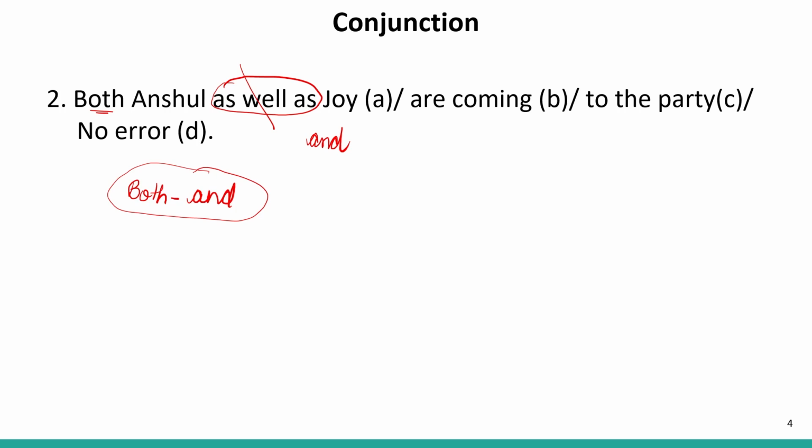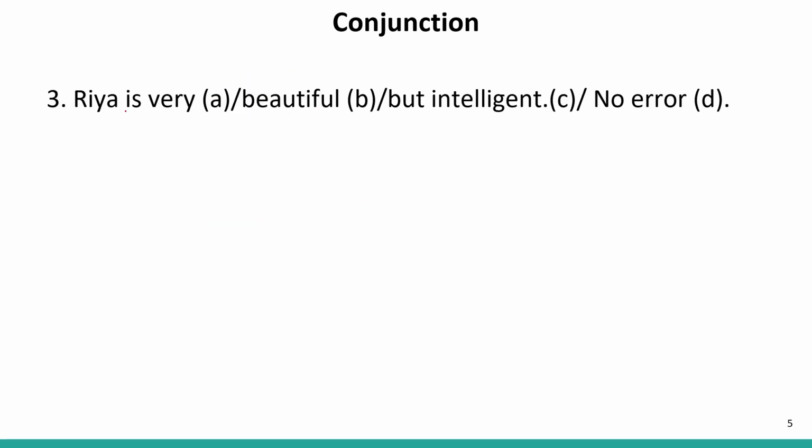But we cannot change in two parts. Two parts cannot contain the error. Therefore, the correct answer is both and. Therefore, our answer will be A. So this A part contains the error. A is our answer. Now let us move to the next question.